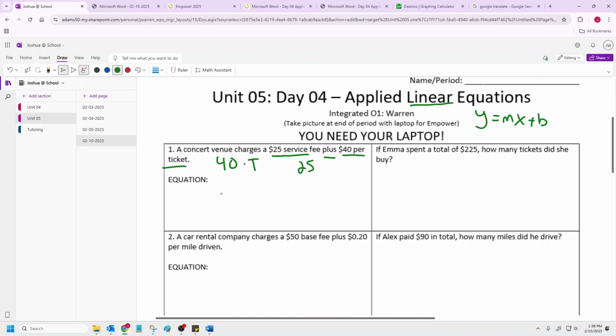How do I put that together? Well, this is asking for an equation that represents the cost that you may spend. Let's say you bought 10 tickets or 100 tickets or whatever else. Is there an equation you can create? And the answer is yes.